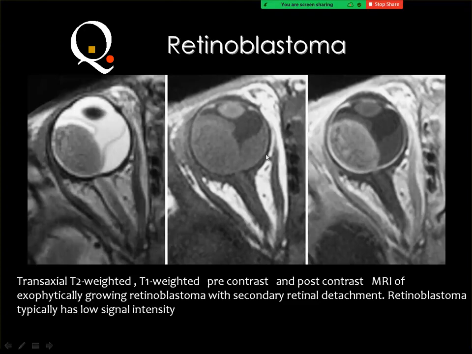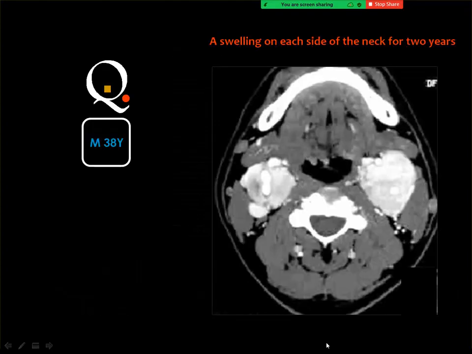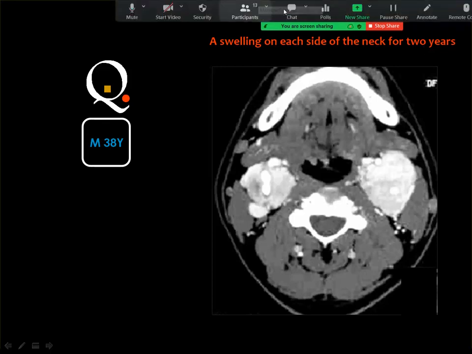You know that MRI is deficient in detection of calcium in retinoblastoma, but you depend on the age of the patient. If this is a pediatric patient and there is a mass inside the globe, you think, of course, of retinoblastoma. Male patient, 38 years old, with swelling on both sides of the neck for 2 years.